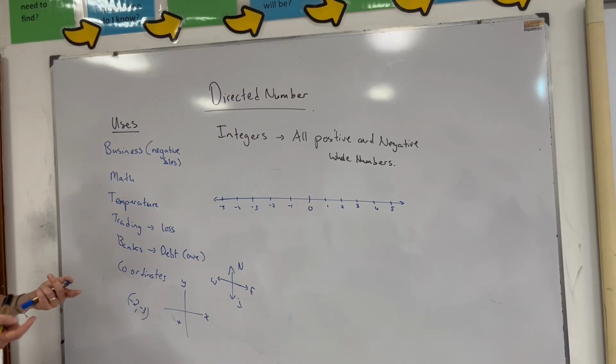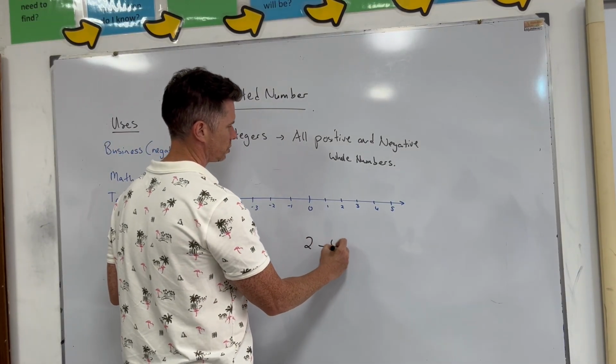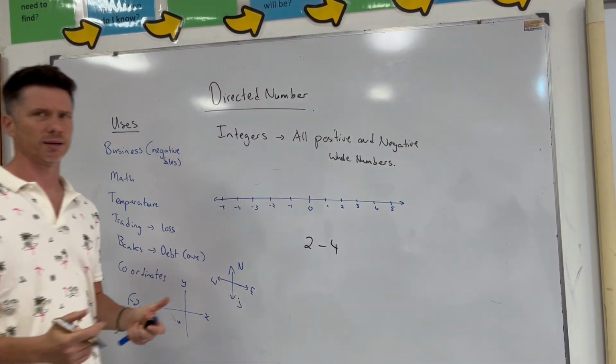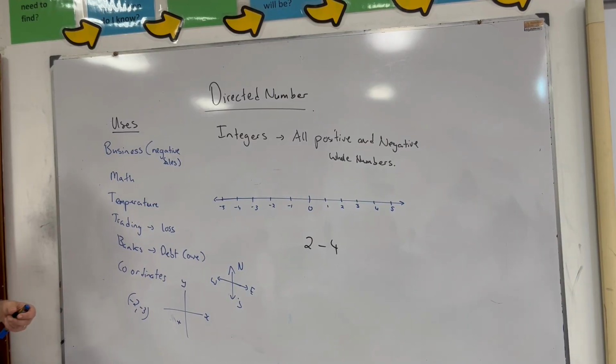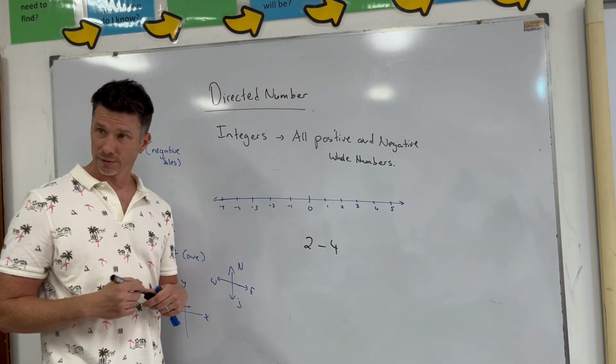Operations in maths: add, subtract, multiply, divide. So if I have a question such as 2 minus 4, I need to be able to deal with that confidently. What is 2 subtract 4? Negative 2. We can use our number line for this.